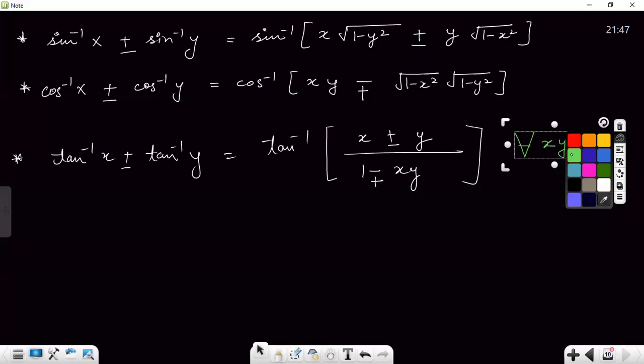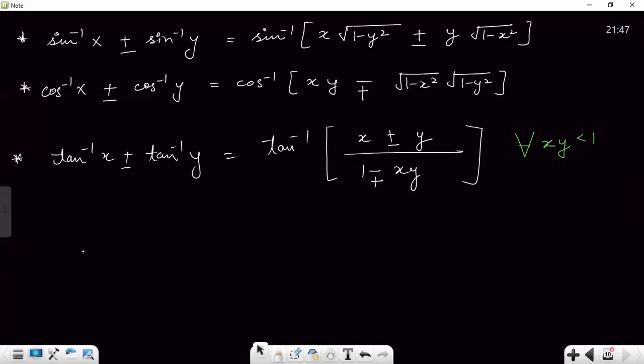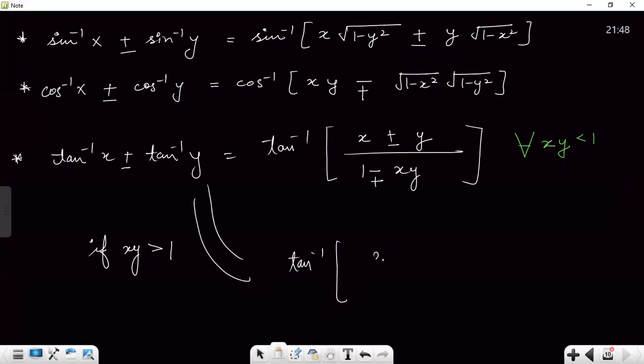If xy is greater than 1, then tan inverse of x plus tan inverse of y will become tan inverse of x plus y divided by 1 minus xy, with a plus or minus pi.